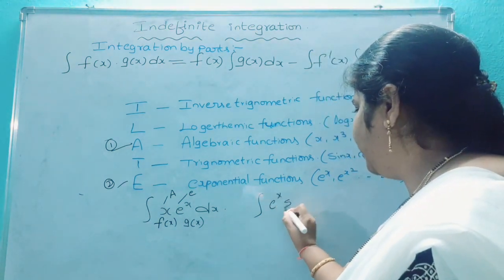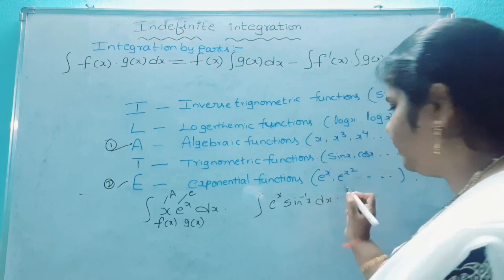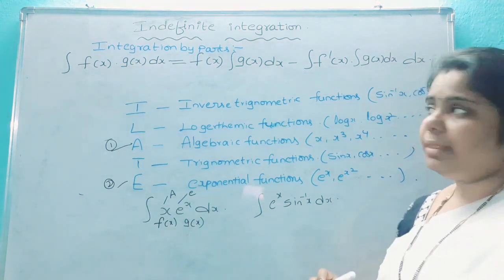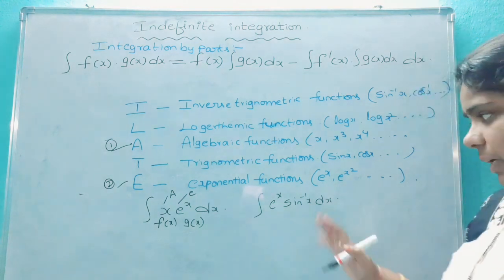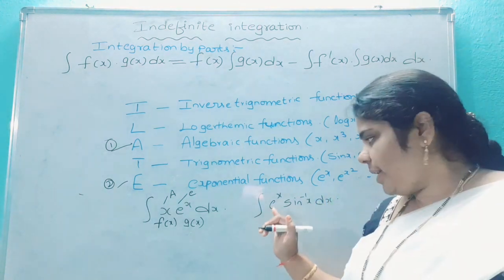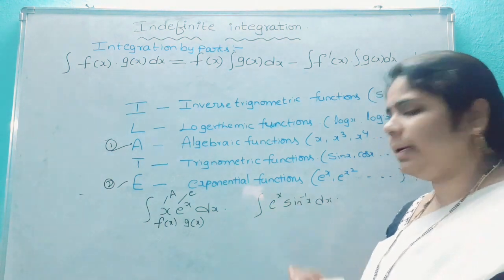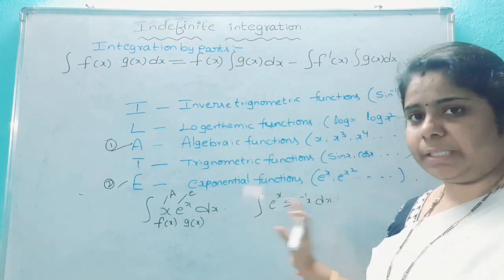Integral of e power x into sin inverse x dx. In this function, what is f of x? What is g of x? Here we have two functions. One is e power x, another one is sin inverse x. Those are in multiplication. We are applying the integration by parts formula. Up to this is clear.